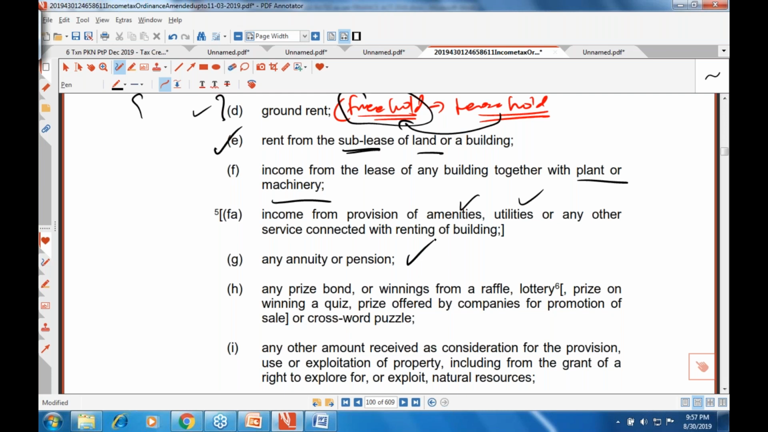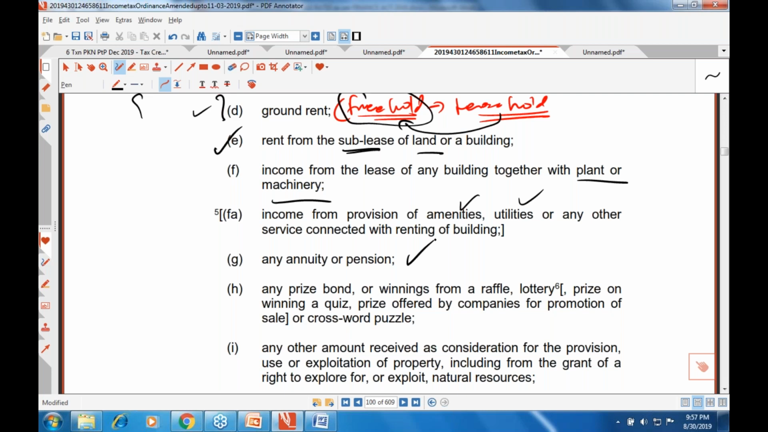Like for example, if the government pays you pension, then that's an income from other source. Now, if you were a government employee, that's income from salary. If you are not a government employee but the government pays you pension because you are of a certain age, then that is actually income from other source.